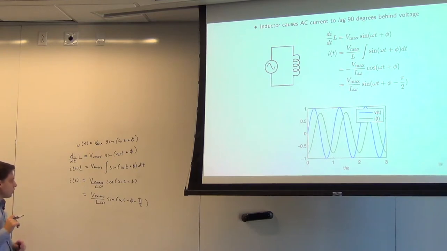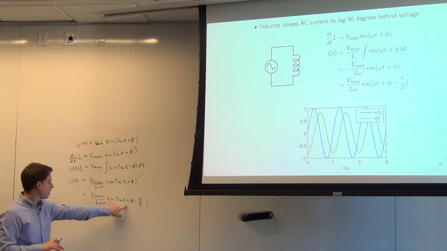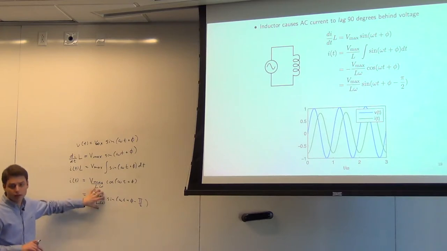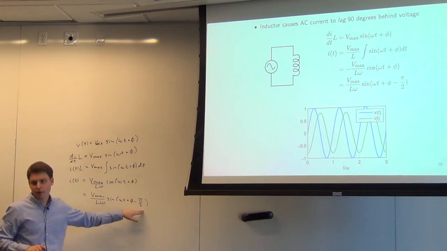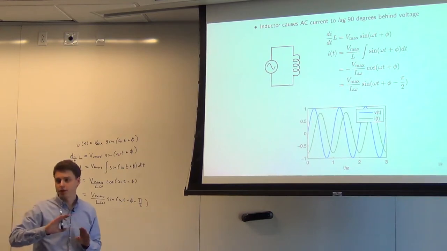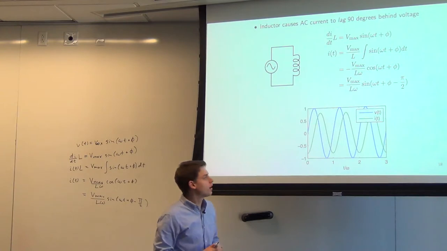So what's happened here is that we're doing something very similar to what we were doing before. We're taking the voltage, we're scaling it, and that equals the current, but we're also shifting it by pi over 2, which is 90 degrees. Sorry, not 2 pi, pi over 2.